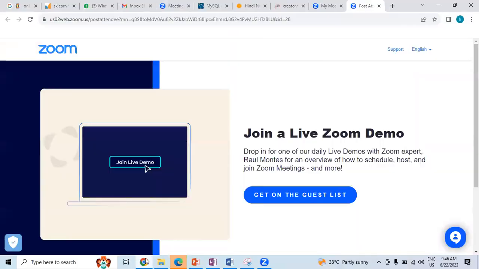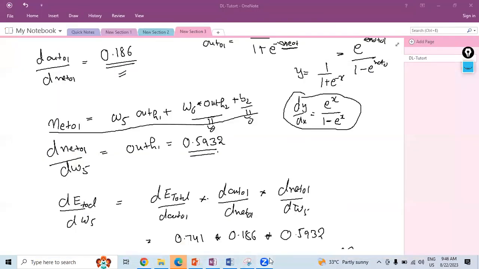This is a chain rule, right? That's why we are calling it a chain rule, because one thing is dependent on another thing. Yes, sir. It's a bit confusing because we are doing it for the first time, right? Yes, for the first time I can understand these things.